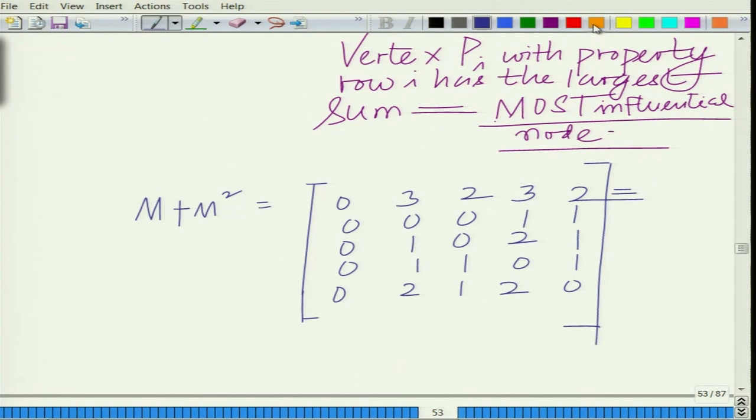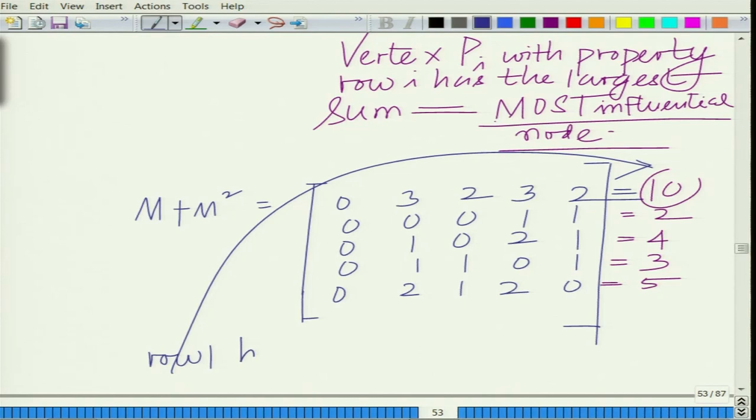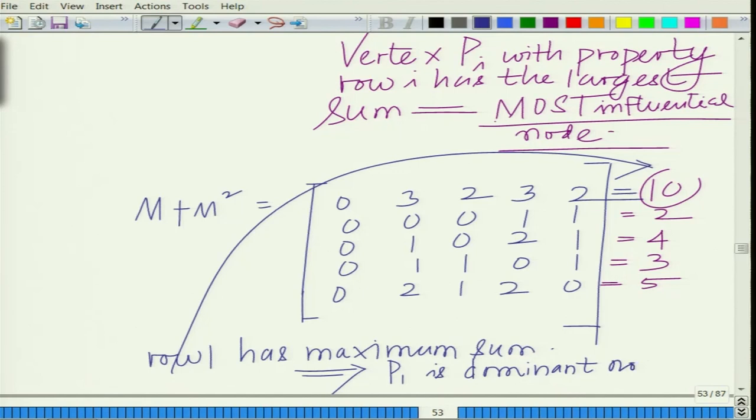If you form the sum of each row, the first row sum is 10, the second row sum is 2, the third row sum is 4, the fourth row sum is 3, and the fifth row sum is 5. You can see clearly that row 1 has the maximum sum, therefore P1 is the dominant node.